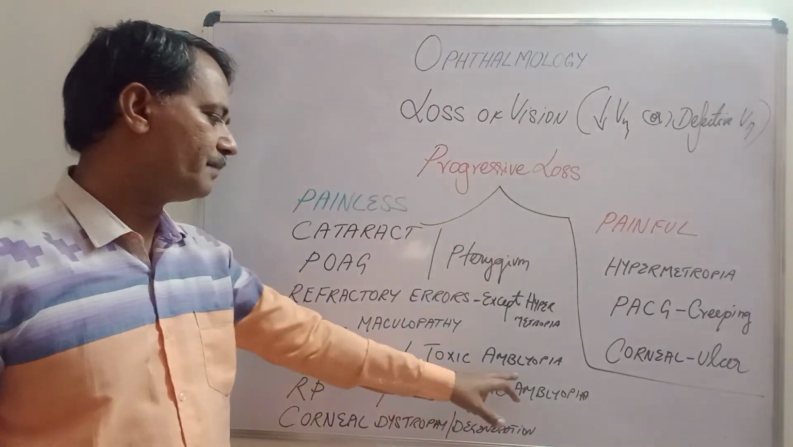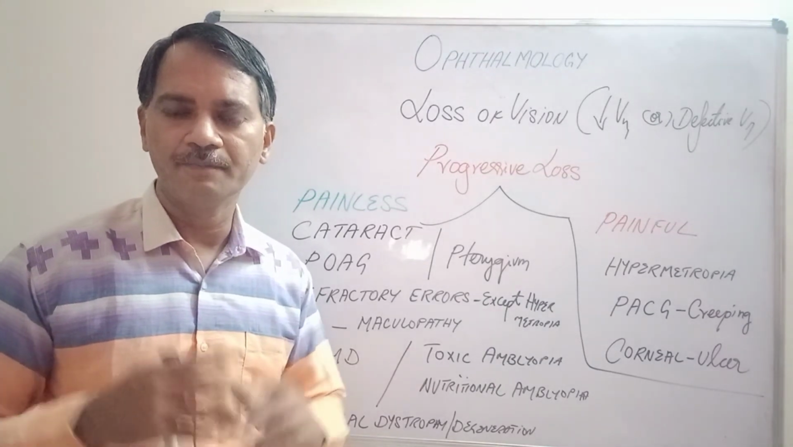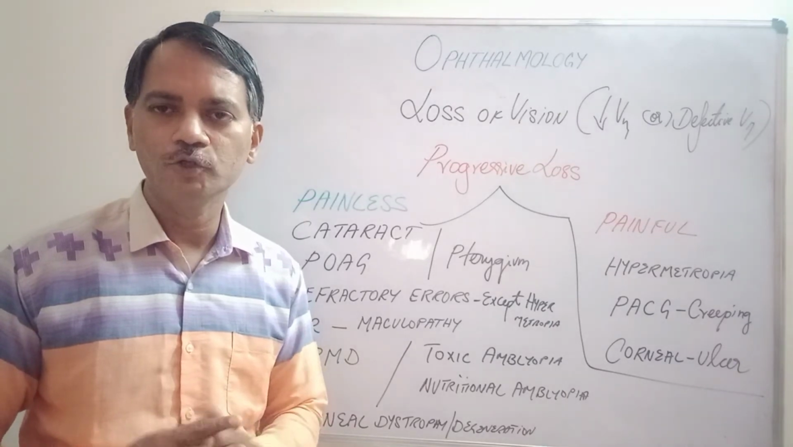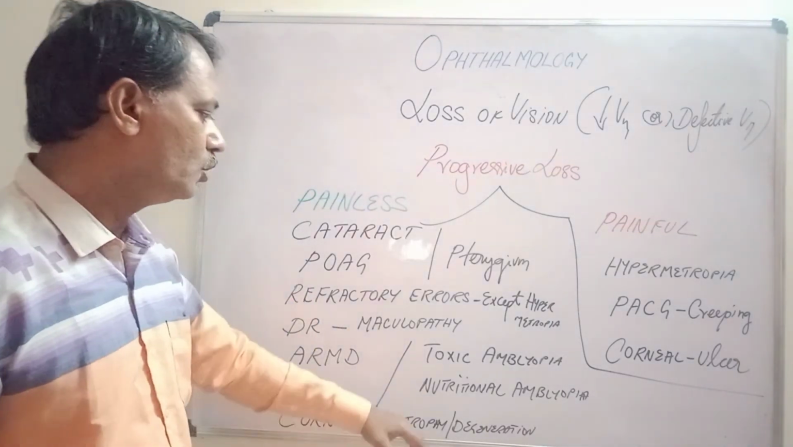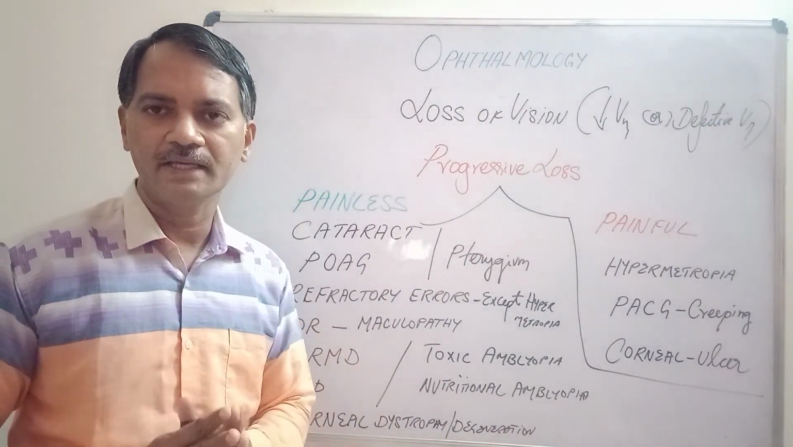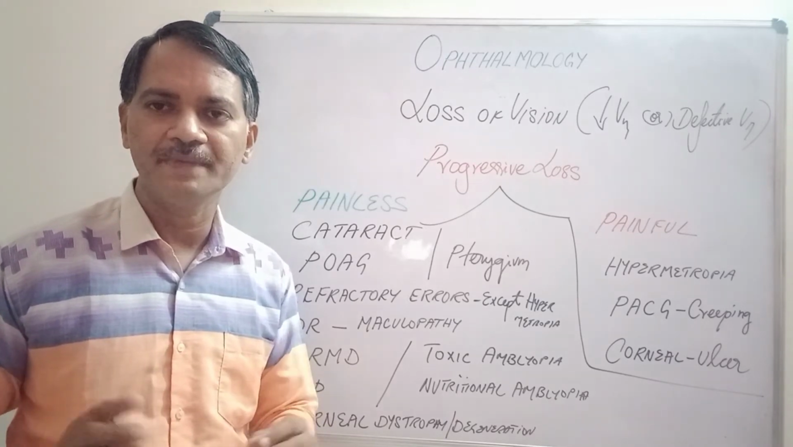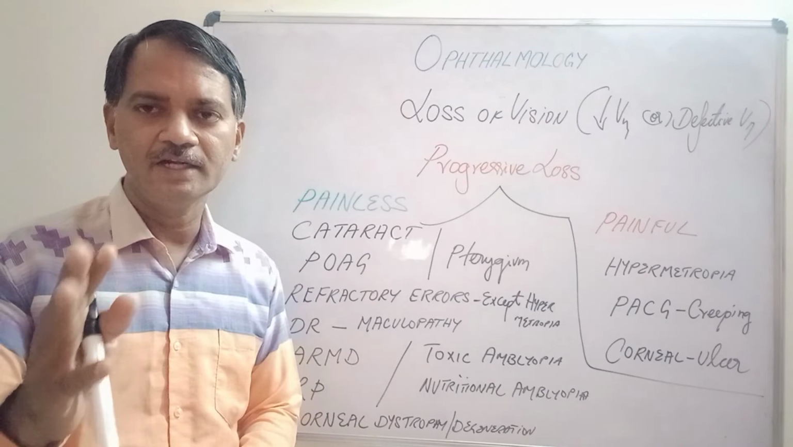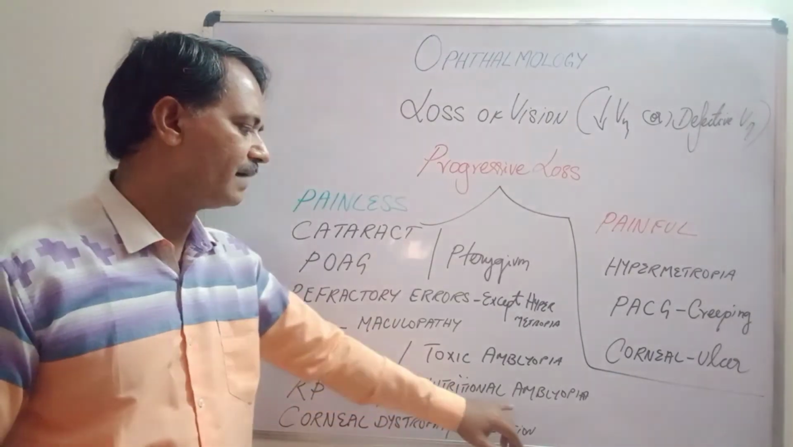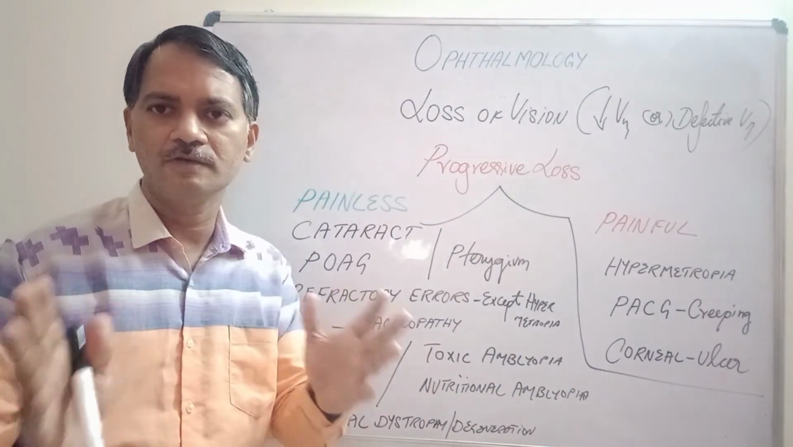We have toxic amblyopias. Smokers and people consuming alcohol over many years can develop optic nerve damage leading to toxic amblyopia. Then nutritional optic neuropathy, that is nutritional amblyopia. People not taking an adequate nutritious diet have deficiency of vitamins B1, B6, B12, which leads to optic nerve damage over the years. That is called nutritional amblyopia. There are so many other conditions causing painless progressive loss of vision.